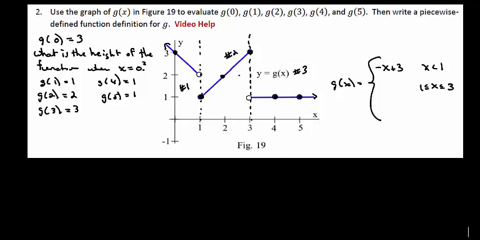Now here, that's when x is between and including both 1 and 3. So what's the function that's in between here? Well, it's got a slope of 1, up 1, over 1, so the slope is 1. Looks like the intercept is going to be 0. So x plus 0, or just x.